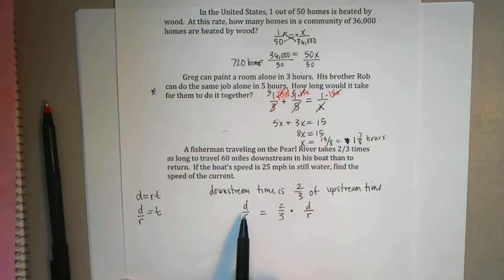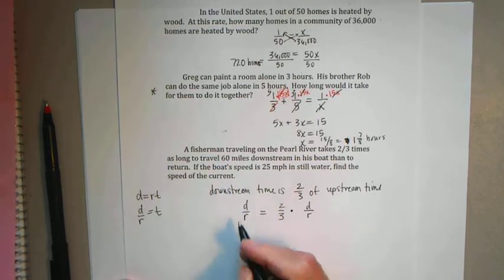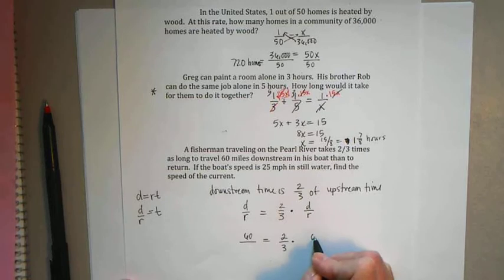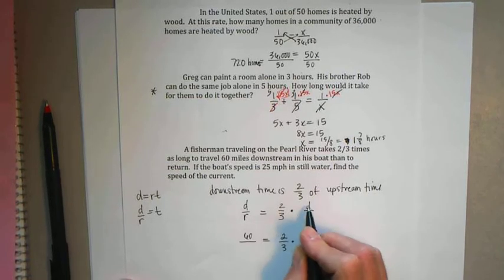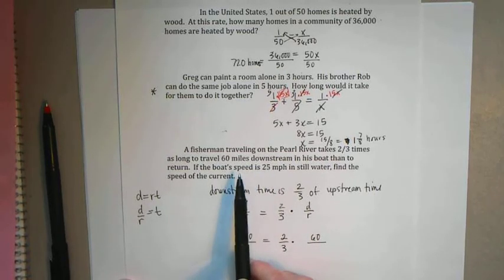So, what is my distance? How far am I going? Well, in both cases, whether I'm going downstream or upstream, I'm going 60 miles. So I can go ahead and put that in for the distance. And I can do that in both of those fractions because both distances is 60. It does not change.